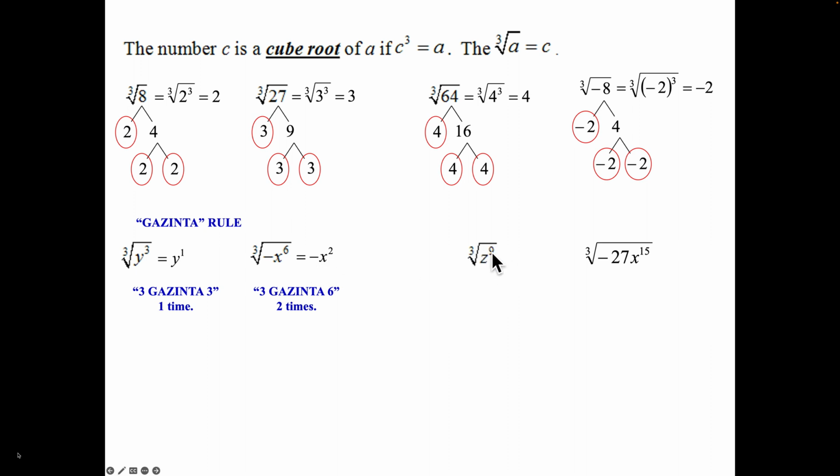Cube root of 9, 3 goes into 9 3 times, z cubed. Cube root of negative 27, x to the negative 15th. Okay, cube root, we saw 27 was 3, but it's negative, so negative 3. 3 goes into 15 5 times, negative 3x to the 5th power.